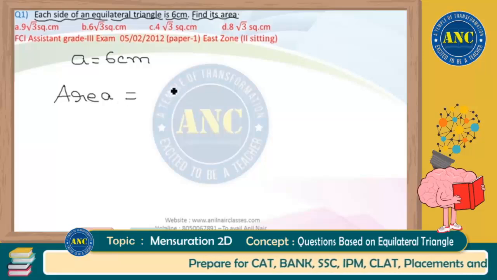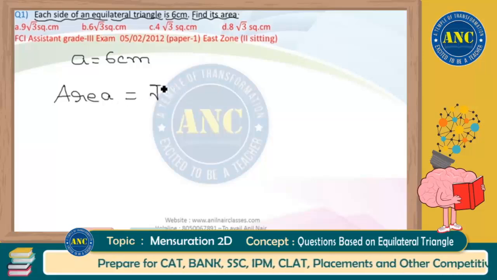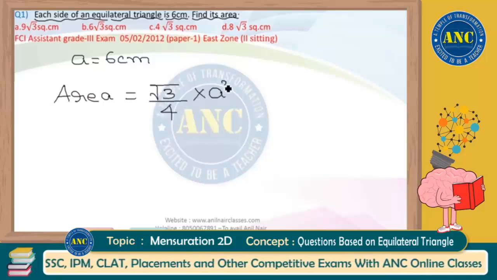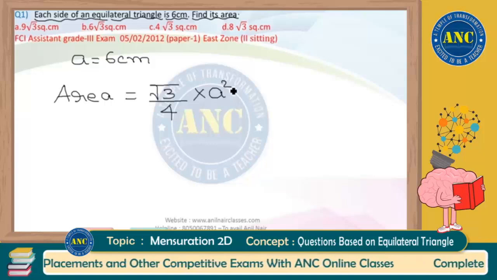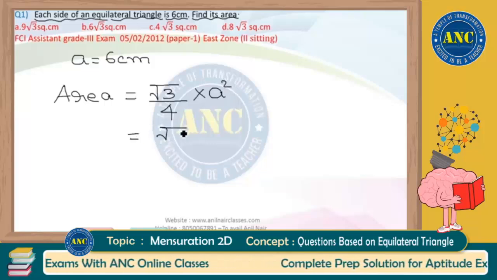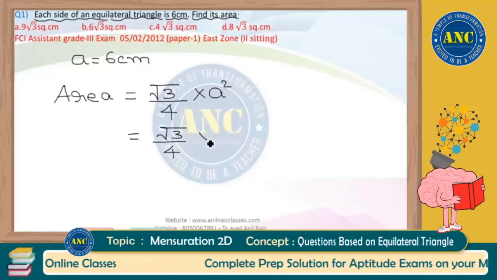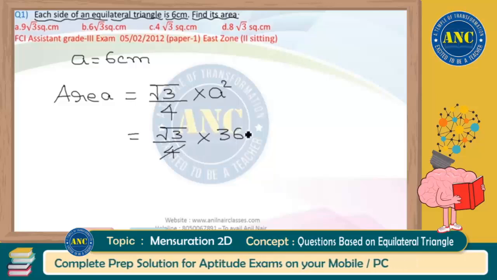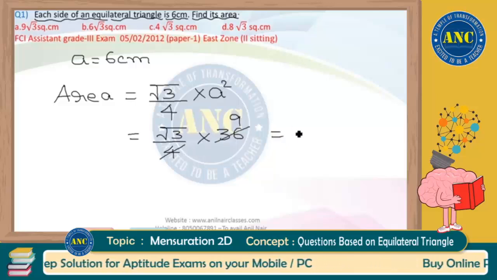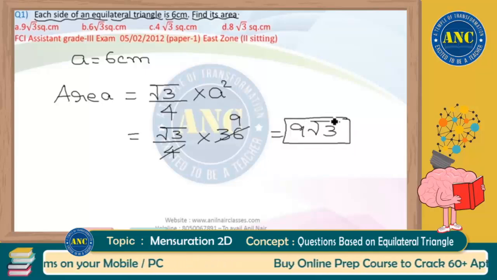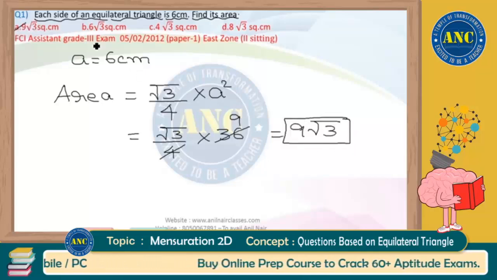Just one minute before, I told you the area of an equilateral triangle is root 3 by 4 into a square. Sir, how is it root 3 by 4 into a square? I gave you the proof already, sir. If I further simplify, this is root 3 by 4 into 6 square, which is 36. 4 into 1, 4 into 9. Area of the equilateral triangle is how much? 9 root 3 centimeter square, which is nothing but option A.